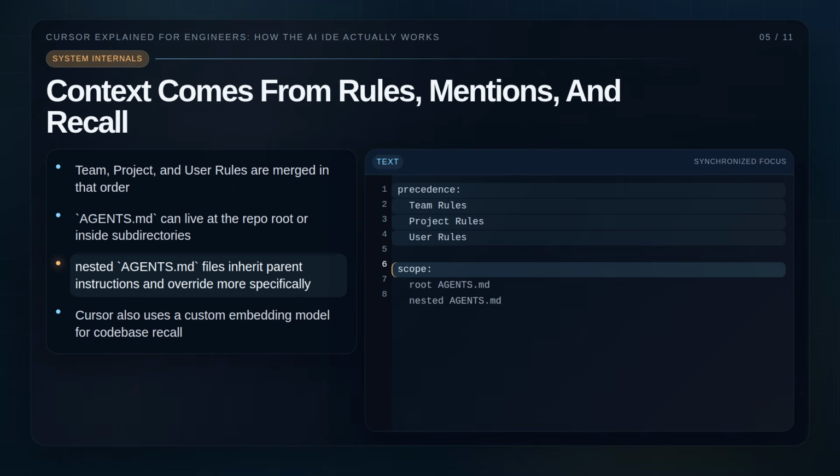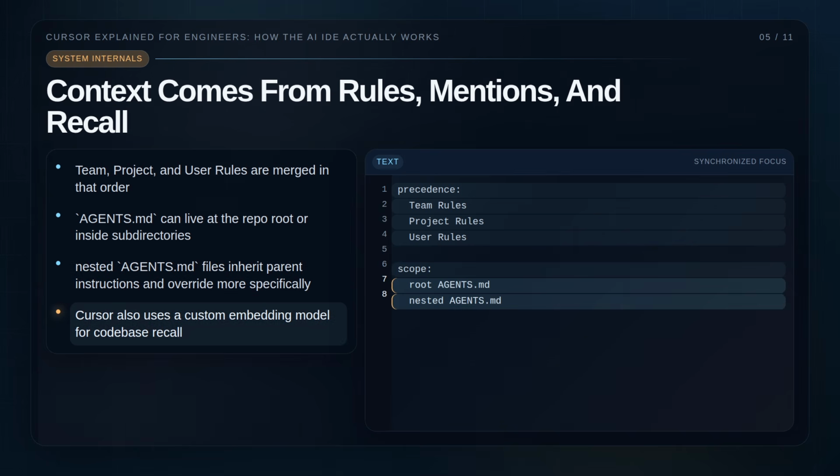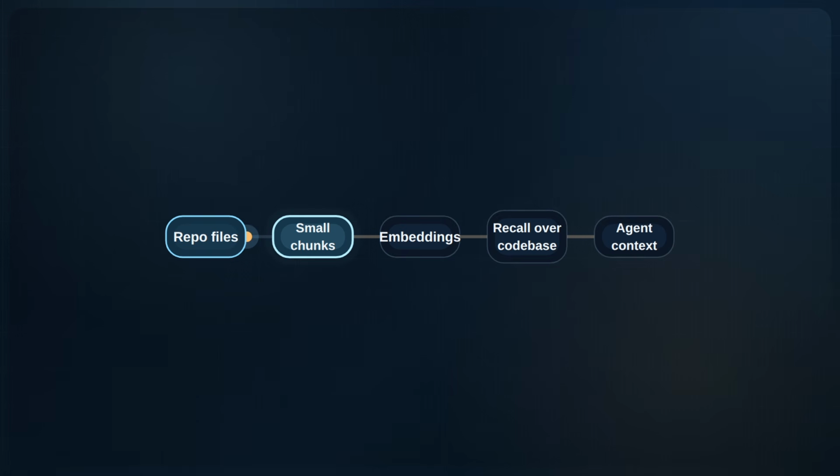The product page also says Cursor uses a custom embedding model for best-in-class recall across large code bases. So there is an instruction layer and a retrieval layer. One more detail matters for engineers. The rules docs say rules do not drive Tab, and user rules are not applied to inline edit. That is another clue that the product is multiple loops with different context paths.